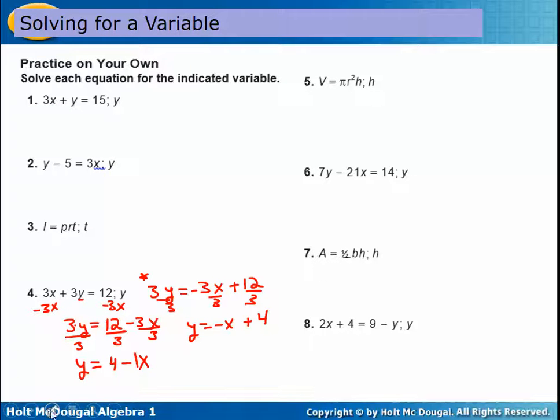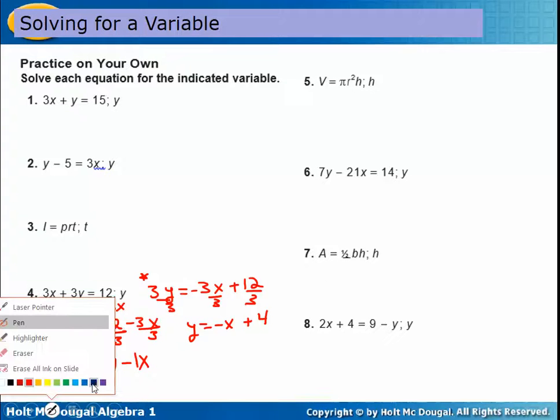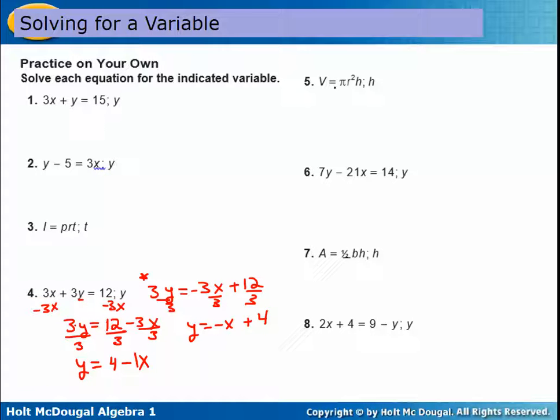All right, number 5 has some multiplication there. Let's look at this one. It says that v equals pi times r squared times h, and they would like us to solve for h. So h is being multiplied by two different quantities. It's being multiplied by pi, and it's being multiplied by r squared.